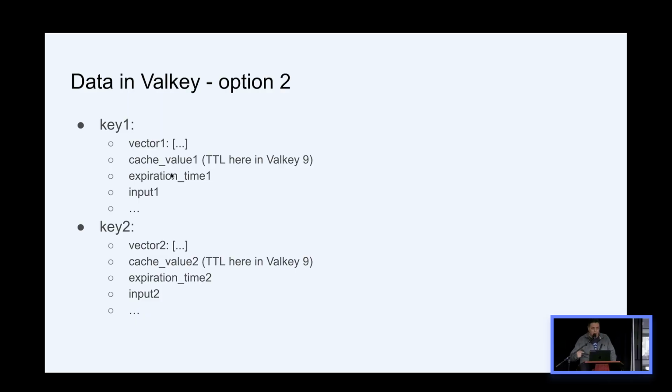Again, if you really want to keep the vector around, in Valkey 9, you can specify a hash field expiration, so you set a TTL only on this key-value pair, so it'll leave the vector behind. Alternatively, you can store expiration time as a field, and then in your client logic, you will check it and decide whether the cache is still valid.